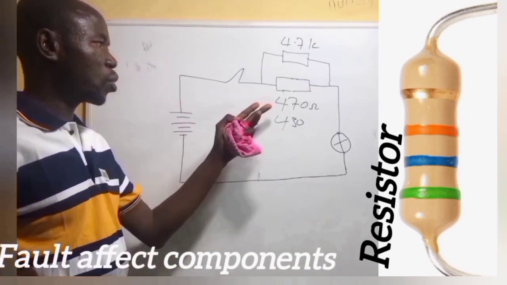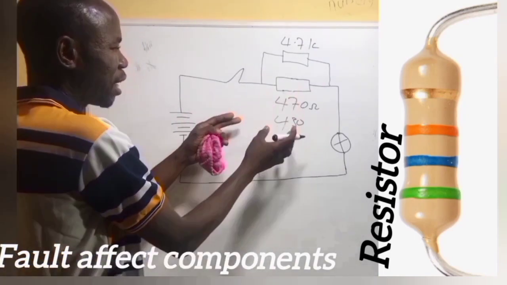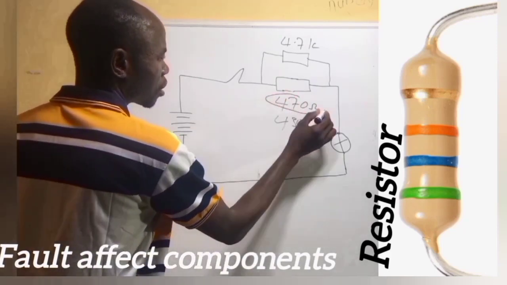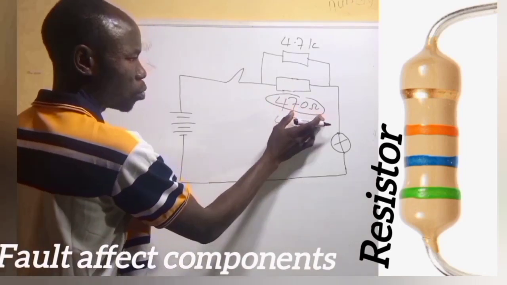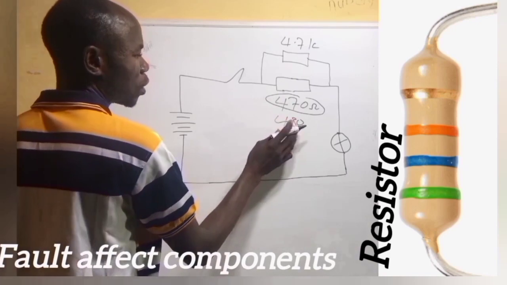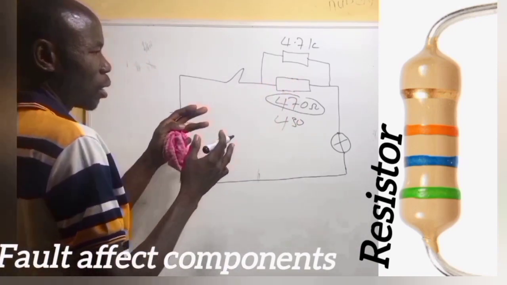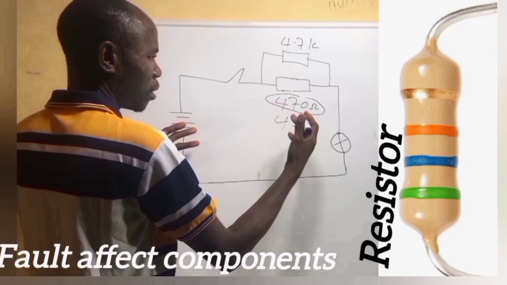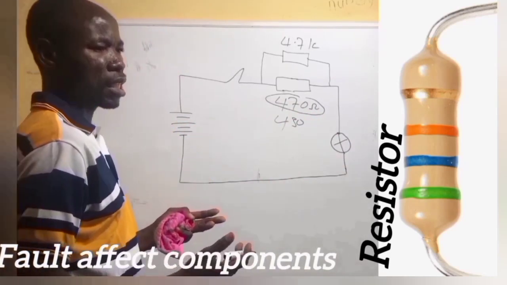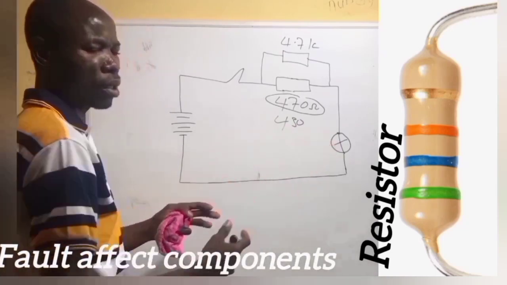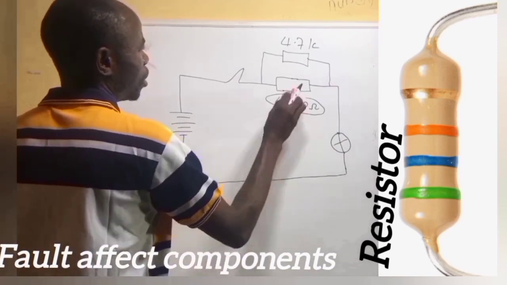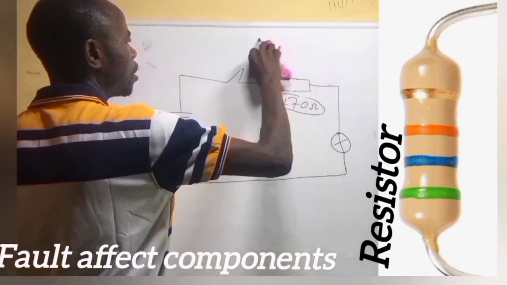You see, in this case it means the resistor is faulty. The actual resistance is 470 ohms, but due to the fault, the resistance has decreased to 430 ohms. So the way the resistor reduces the flow to the lamp, it will change the voltage to the lamp or to the load. Okay. At times, it can be an increase in resistance.